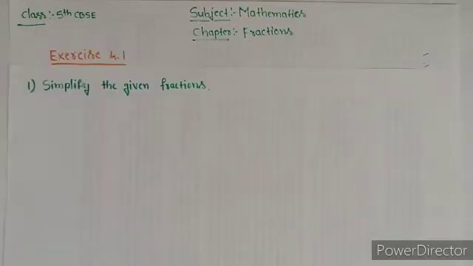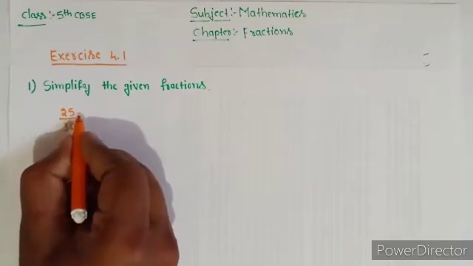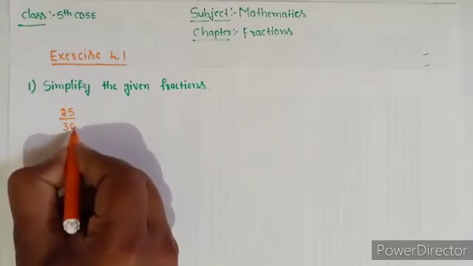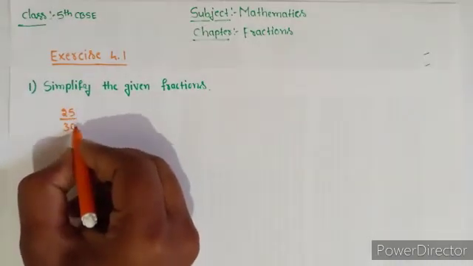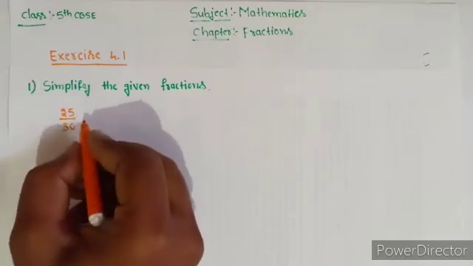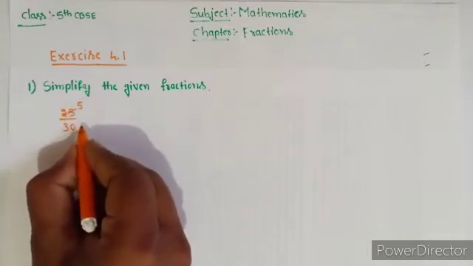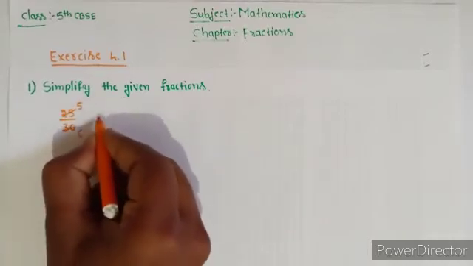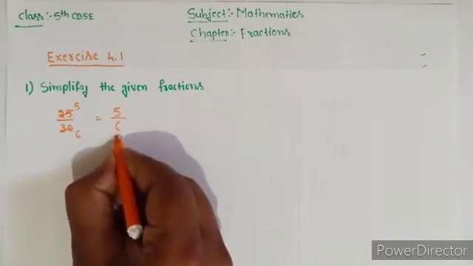Okay. In exercise number 4.1, first, simplify the given fractions. For example, 25 by 30. Okay, 25 over 30. Here 25 and 30 are completely divisible by 5. All of you see here, 5 fives are 25 and 5 sixes are 30. So we got 5 by 6, 5 over 6.